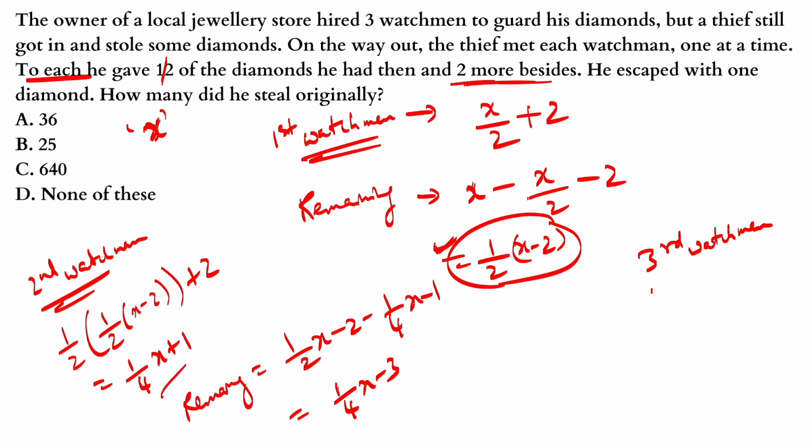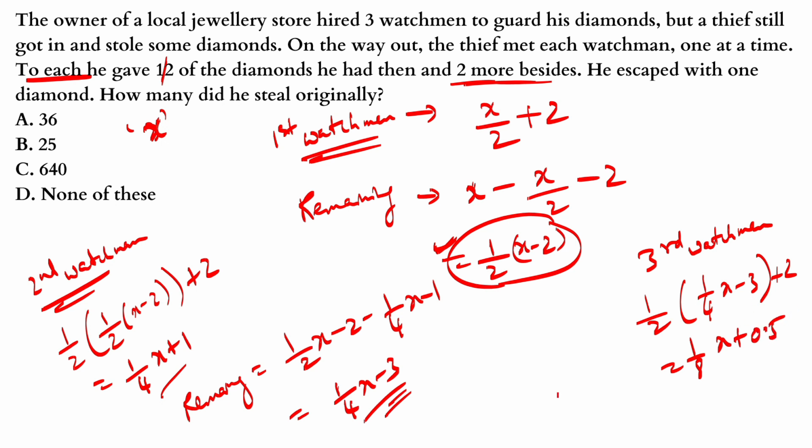What about him? Now from this he gave half of the diamonds plus 2. So half of (1 by 4 x minus 3) plus 2, this will be equal to 1 by 8 x plus 0.5. Now what are the remaining diamonds?